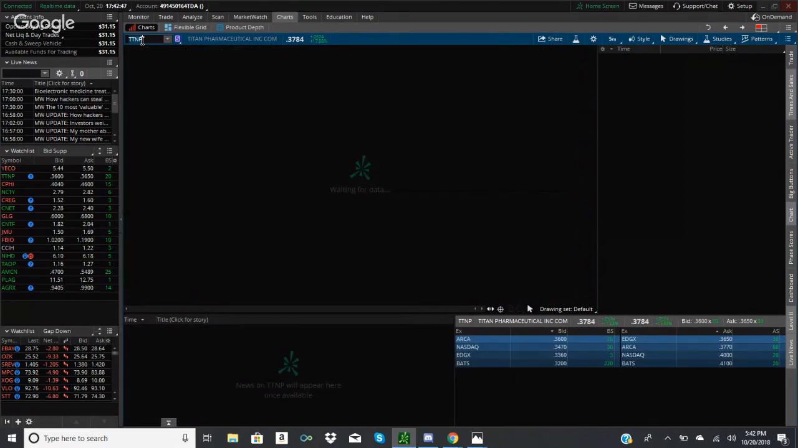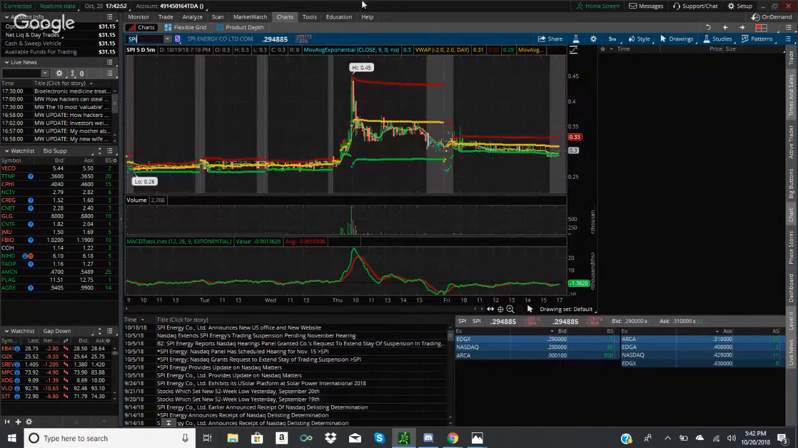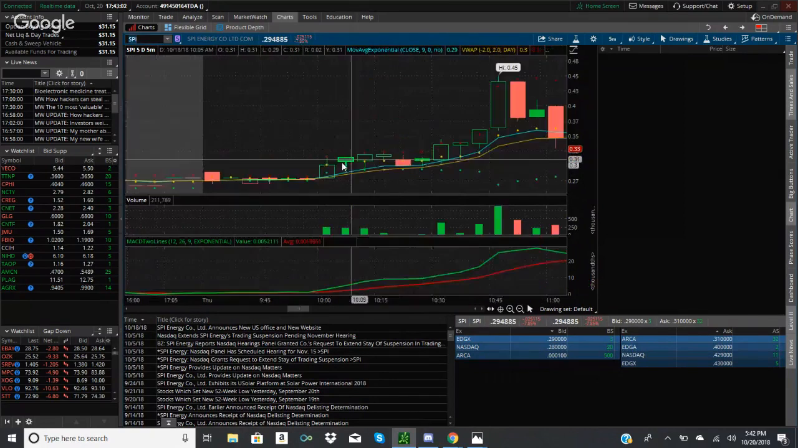CPHI, TTNP, which we just talked about, and SPY, I think was the other one. Yeah, so SPY I was able to get that day. This was another one. I was like, well, I'm in CPHI, but this one's setting up here. We had a couple days of volume here, and then we finally started getting up here, and this right here is what I was wanting to get at.